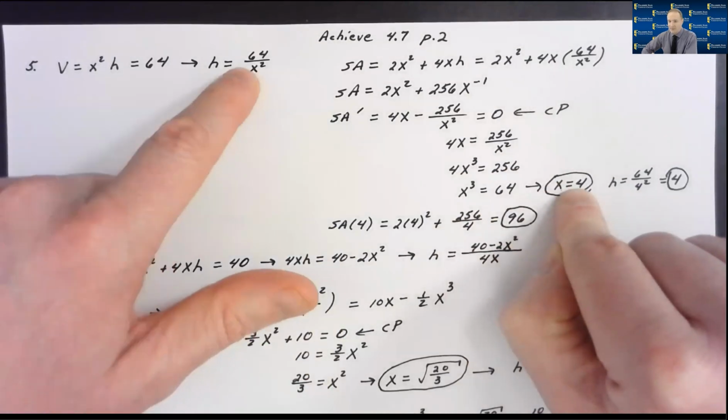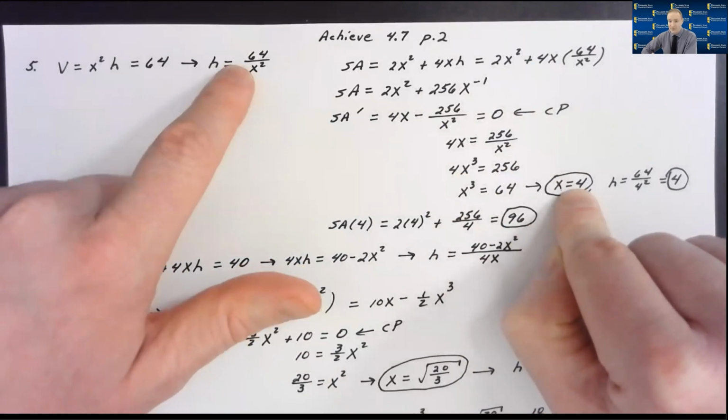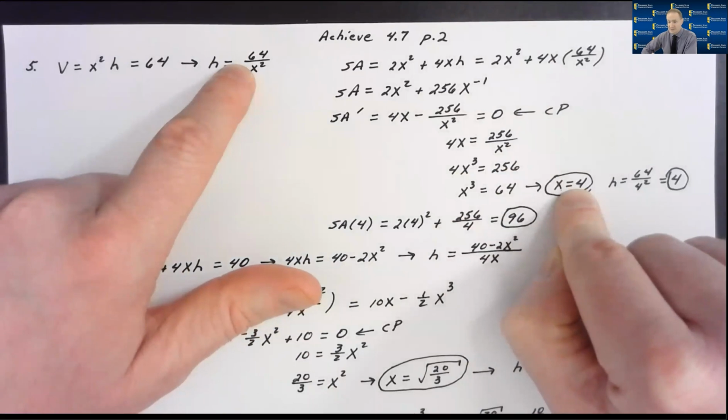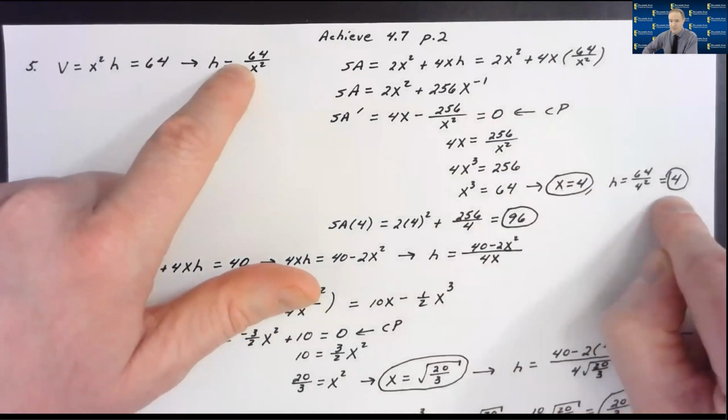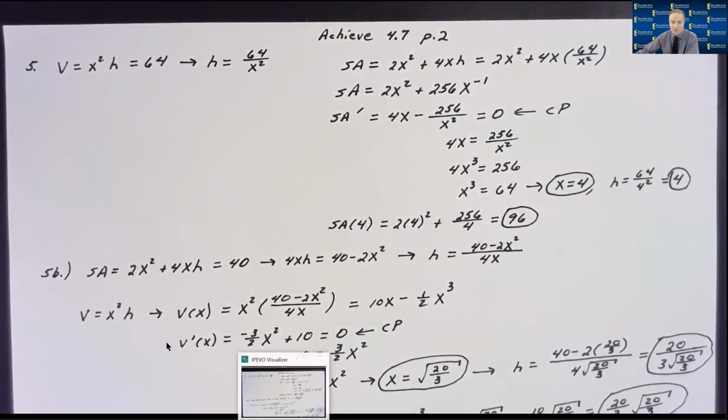Now, if x is 4, then your height would be 64 divided by 4 squared, which is 64 over 16. Hey, that's 4. So then I know that each side of the base has to be 4, the height has to be 4. So this is just saying that your surface area is minimized when the dimensions of the box are a cube. The length, width, and height are all the same at 4.